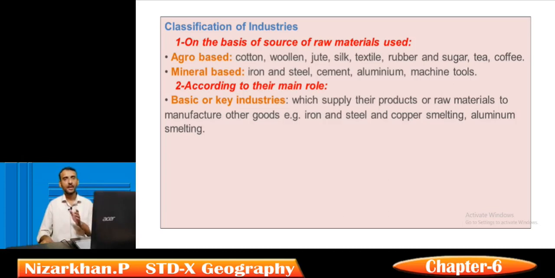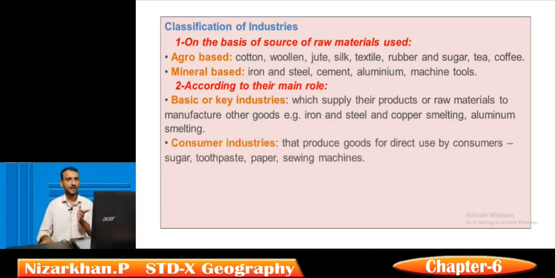And according to their main role, the second classification is consumer industries. Consumer industries produce goods for direct use by consumers. Which products are directly used by consumers? That is consumer industry. Examples: sugar, toothpaste, paper, sewing machine, whatever things we are using in our home. Those are all consumer industries, the consumer products.